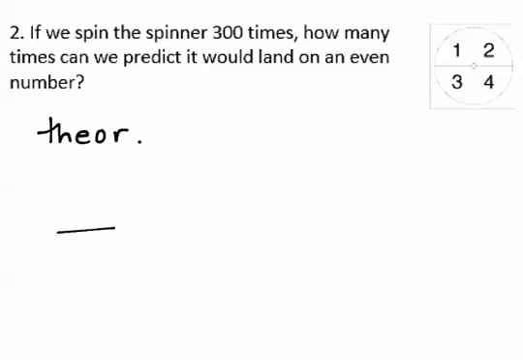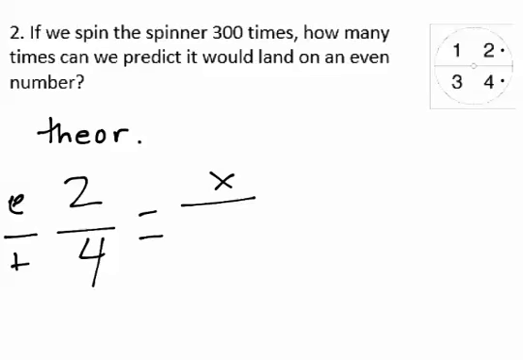So we would say, how many even numbers are there on that spinner? Well, 2 is an even number, and 4 is an even number. So there are 2 even numbers. I'll write E for even. And then how many total, T for total, how many total numbers on that spinner? There are 4. Okay, so we have 2 over 4 equals, well, we are looking for how many times it lands on an even number, so x goes on top, and 300 times spinning goes on bottom.